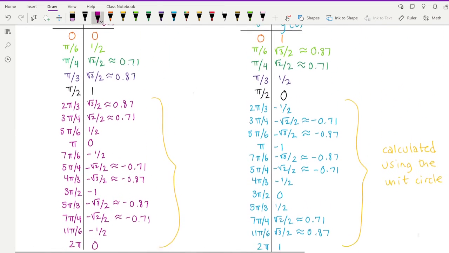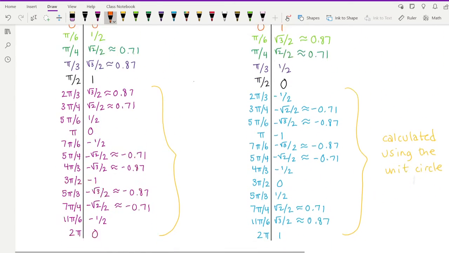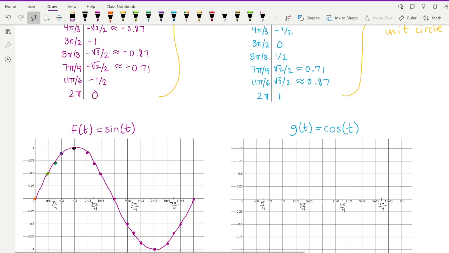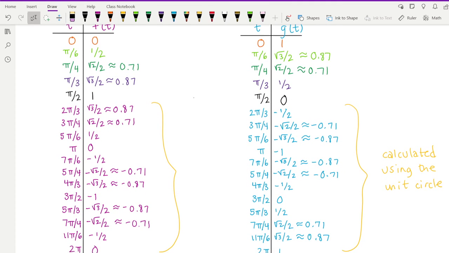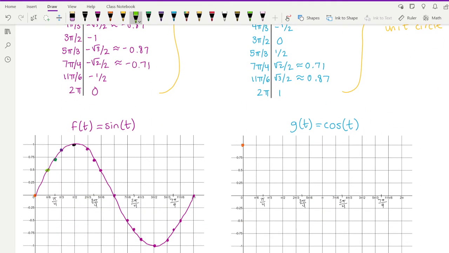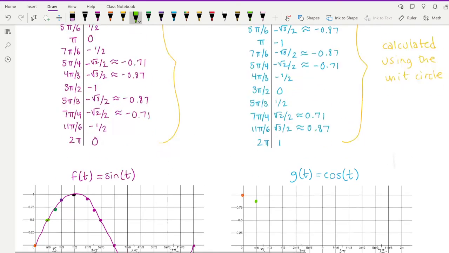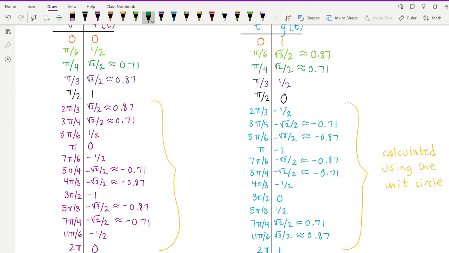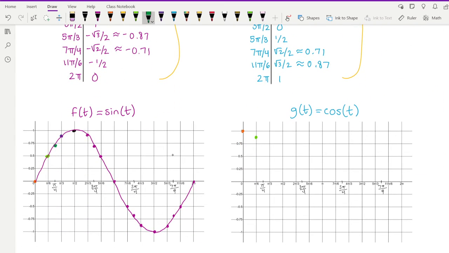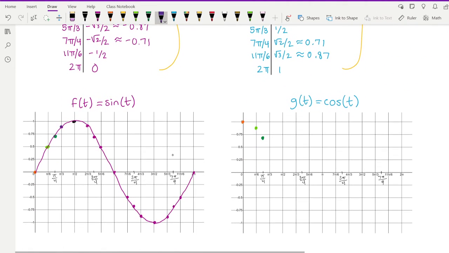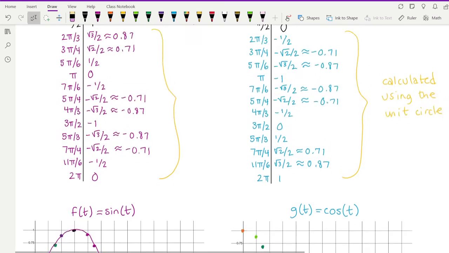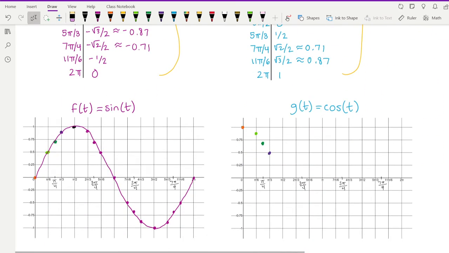Okay, so let's do the same thing for cosine. So I'm going to start by plotting the points that we have up here. In this case, we have the point 0, 1. And then when the input is pi over 6, the output is 0.87. So pi over 6 and 0.87. When the input is pi over 4, the output is about 0.71. When the input is pi over 3, the output is 1/2. And when the input is pi over 2, the output is 0.